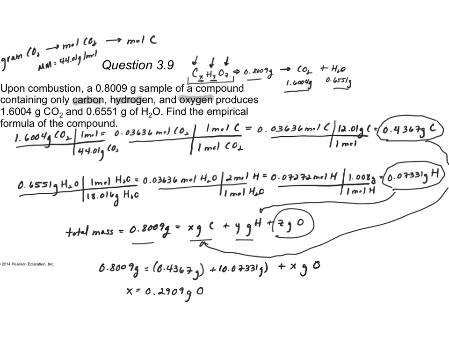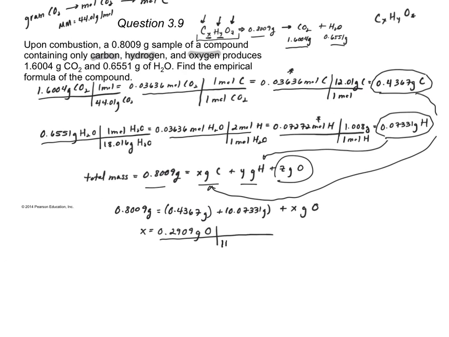So now that I have grams of oxygen, again, long term, we want to know what the empirical formula for this compound is. This X, Y, and Z. Those guys have to be in moles. I do have it in moles for both carbon as well as hydrogen. Now I just have to convert these grams of oxygen to moles of oxygen. I'm going to do that by dividing by the molar mass of oxygen. So this is 16 grams of oxygen for every 1 mole. And that gives me 0.01818 moles of oxygen.